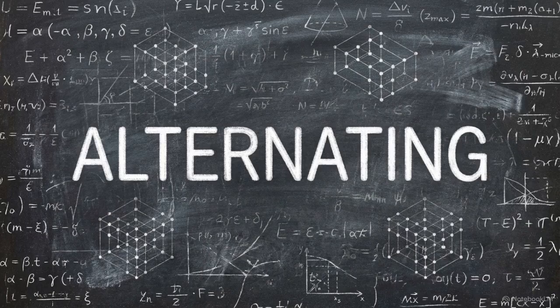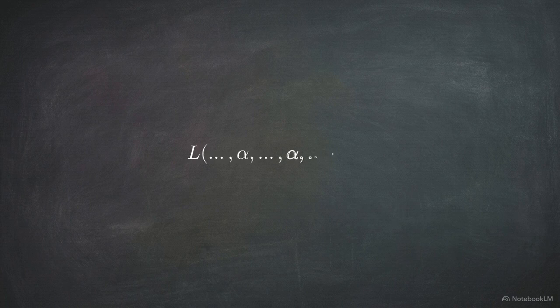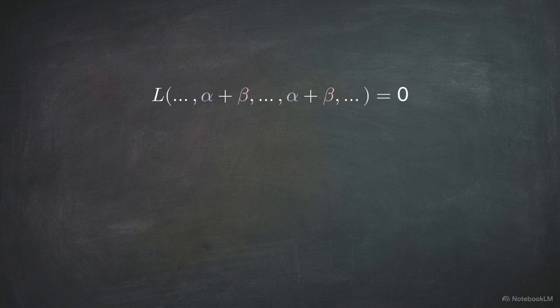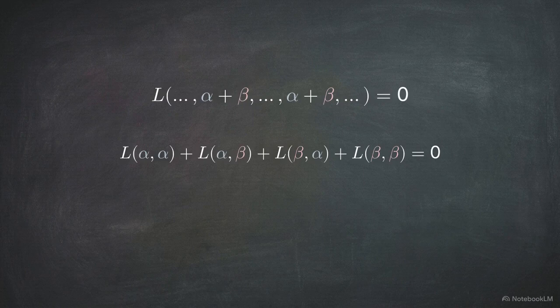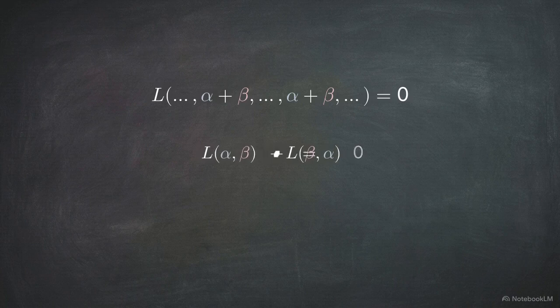We refine our function space by introducing the alternating constraint. An alternating form is defined by a single rule. If any two input vectors are equal, the output must be 0. This rule dictates how the function behaves when inputs are swapped. If we evaluate the form on the sum of two vectors, alpha plus beta, and expand it multilinearly, we generate 4 terms. Since identical inputs yield 0, the alpha-alpha and beta-beta terms vanish.